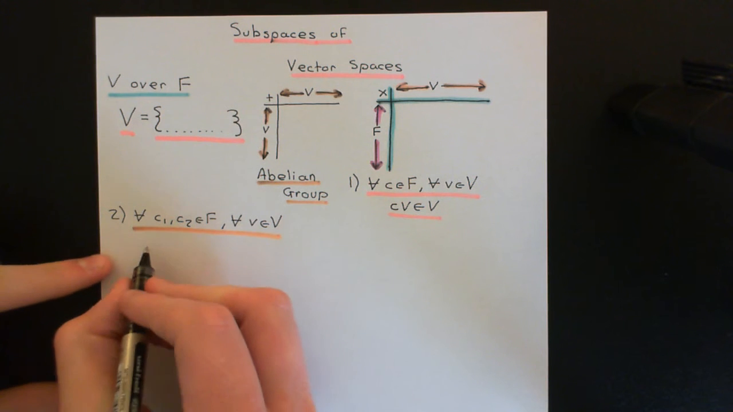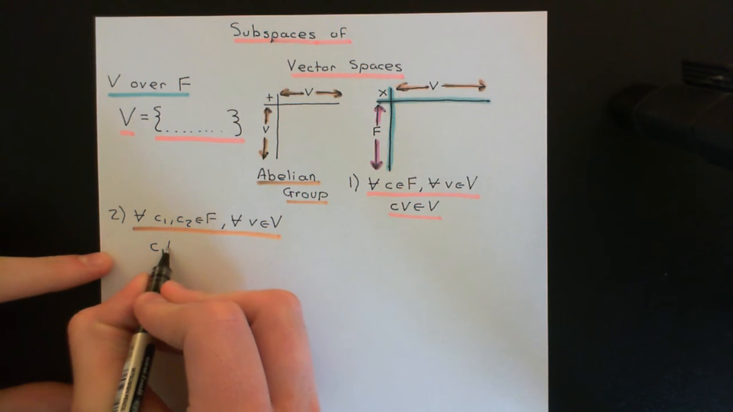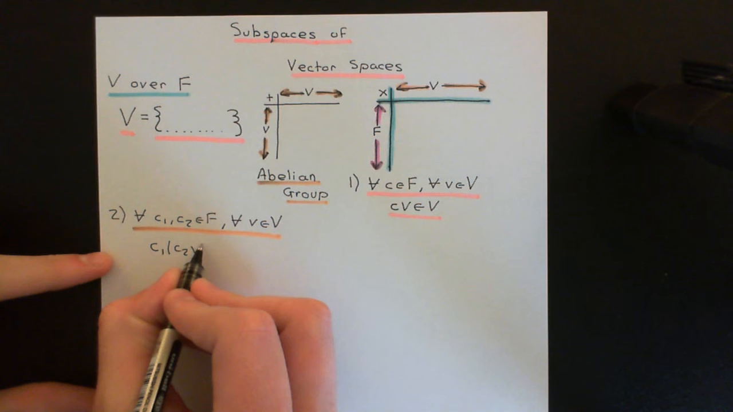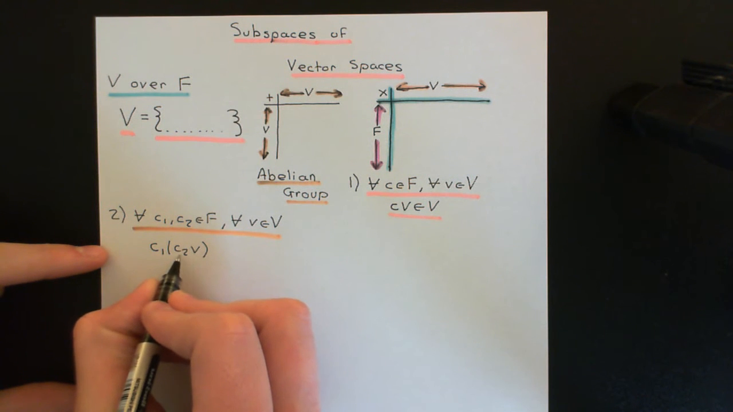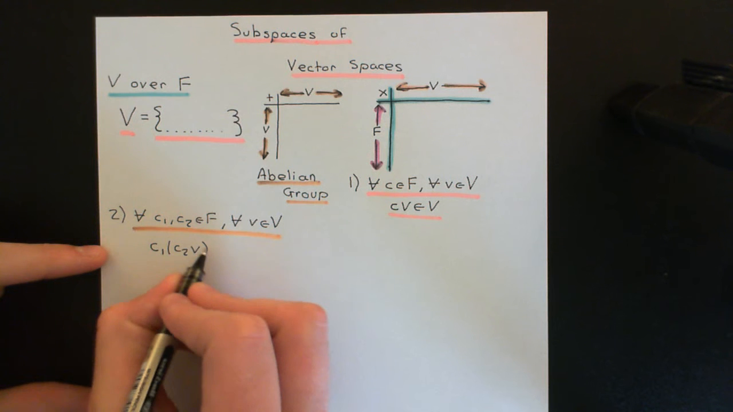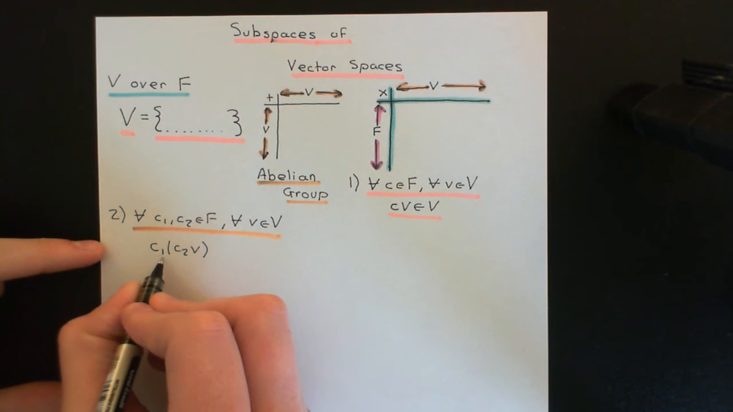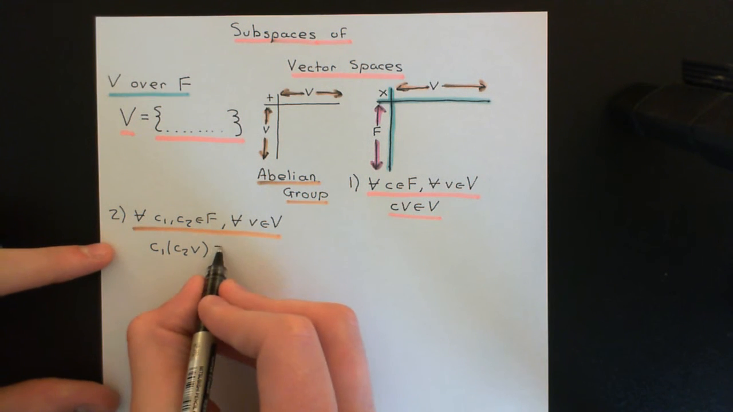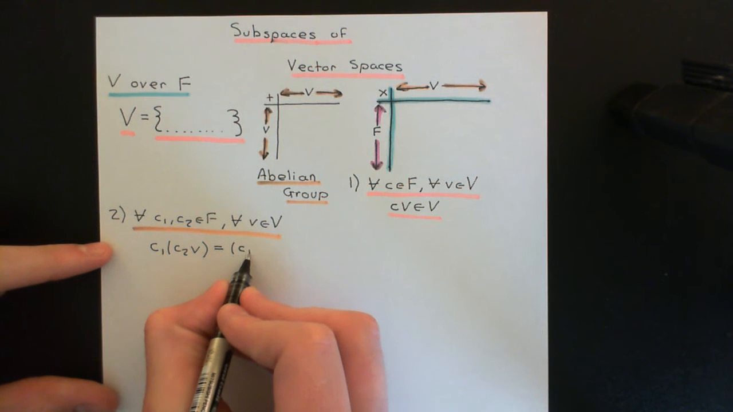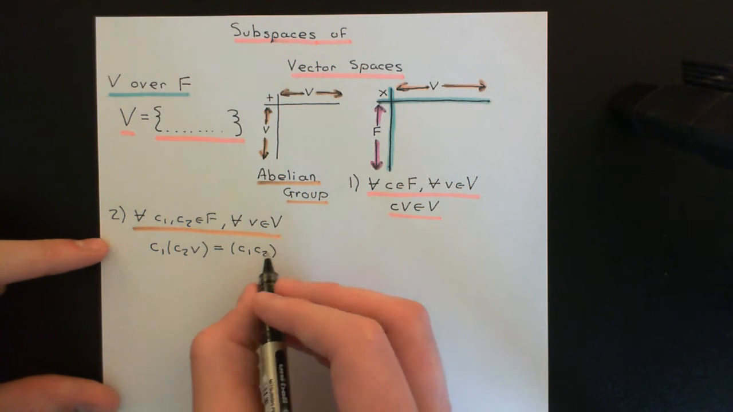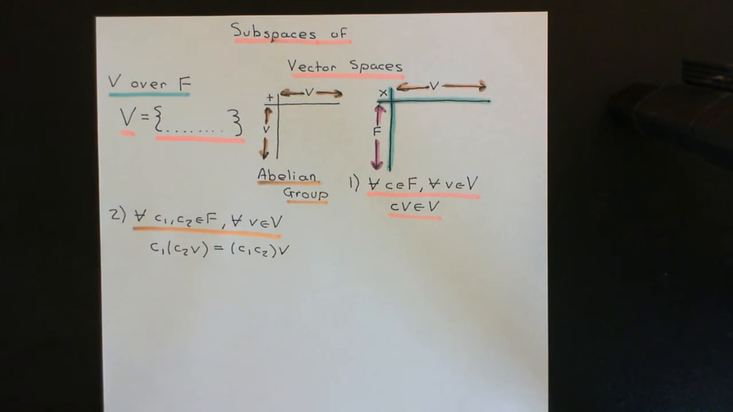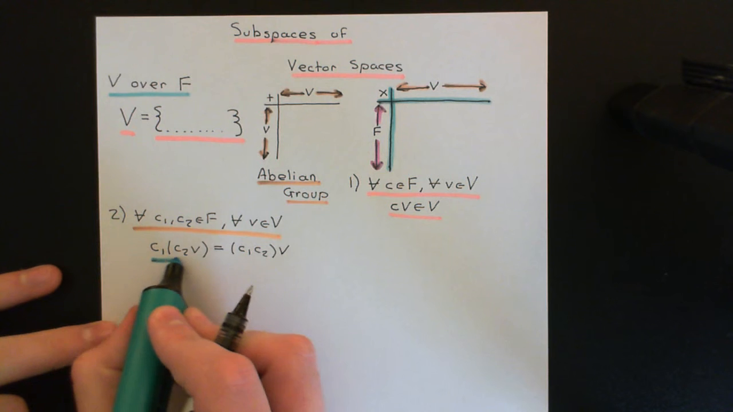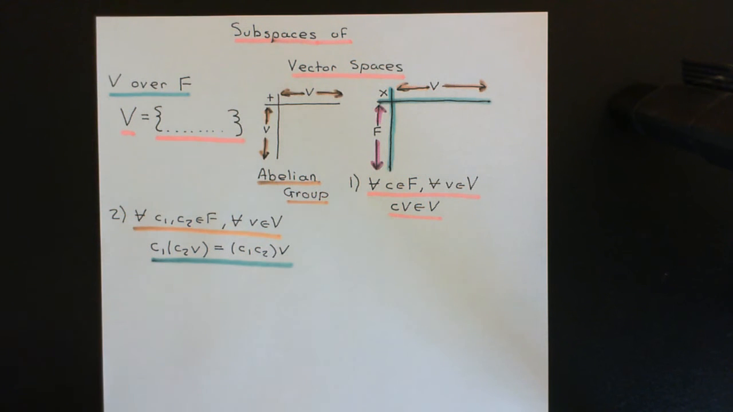multiplication in the field. So if you consider what is C1 times C2 times V, this means firstly scalar multiply the vector V by C2, then you'll get another answer which is a vector, and then scalar multiply that vector by C1. The answer must be the same as if you firstly multiply C1 and C2 together in the field multiplication law, and then use that answer to scalar multiply the vector V. So these two different ways of doing it must give the exact same answer.